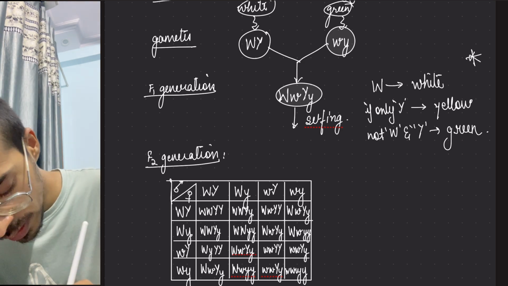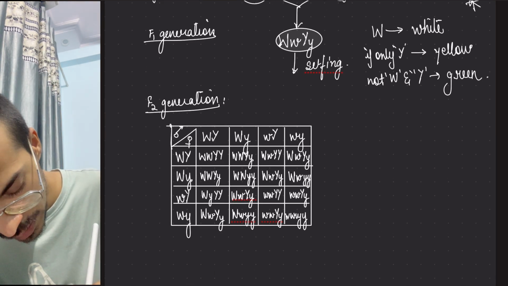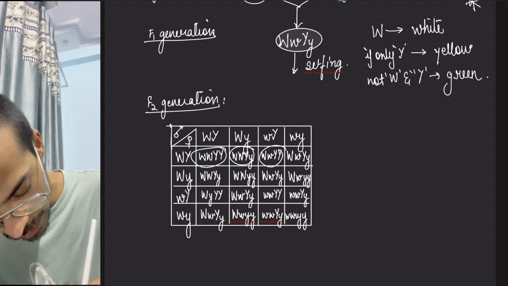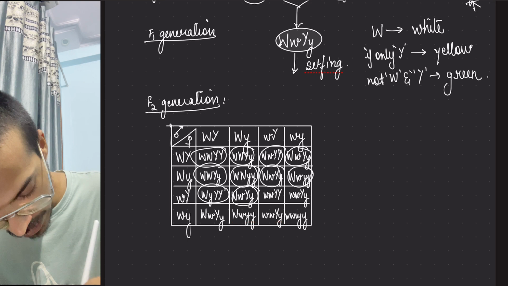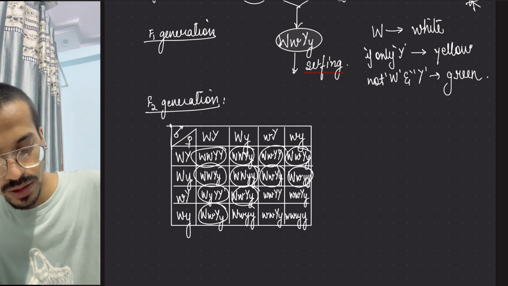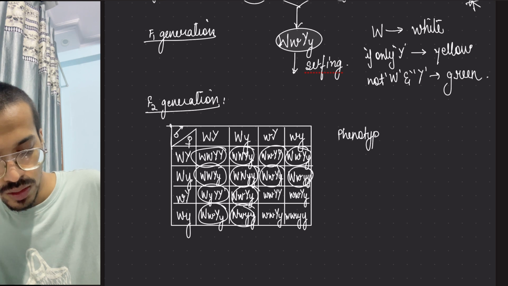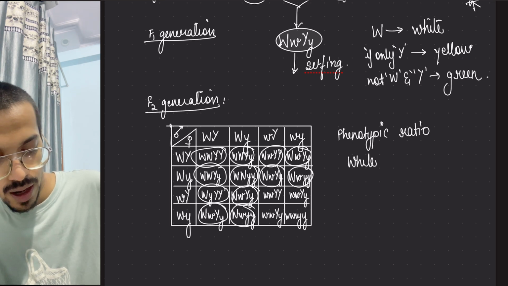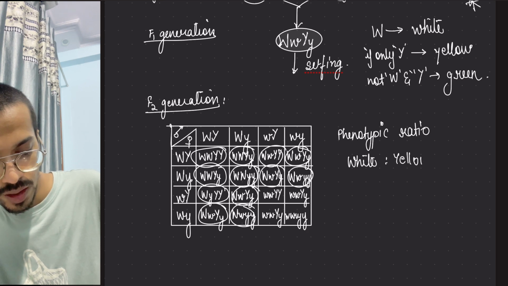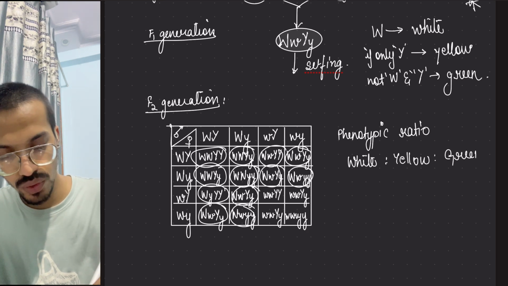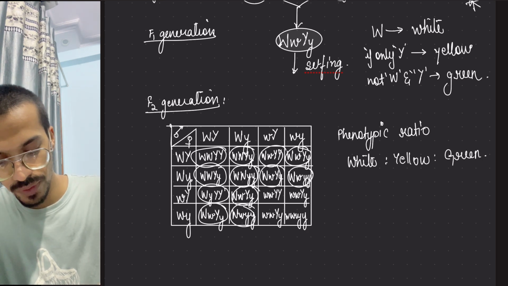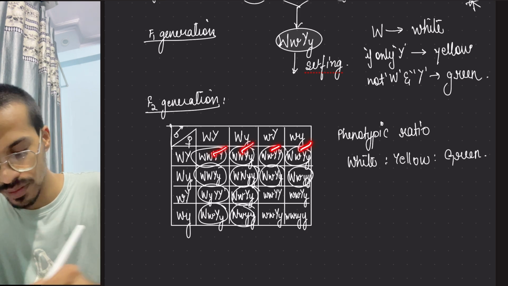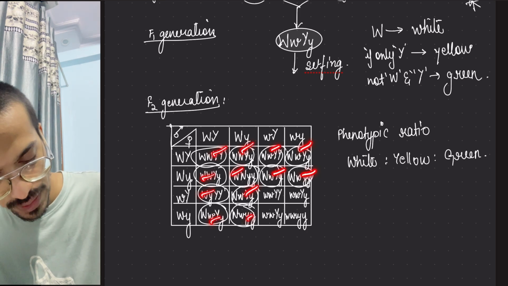So the white would be what? Here capital W, capital W, capital W, and so on. So these would be the phenotypic ratio of white. So how many are white, how many yellow and how many green? So white are this many. Let's just count it: 1, 2, 3, 4, 5, 6, 7, 8, 9, 10, 11, 12. So 12 are white.